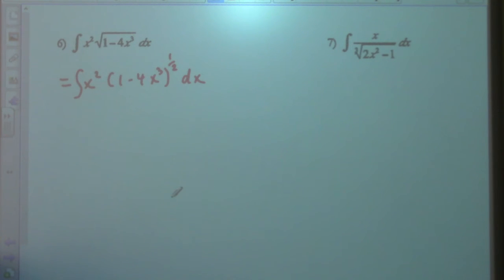Is there anything you see in number 6 that gives you hope that you're going to be able to make this easier? Well, we'll talk about that in a few minutes.